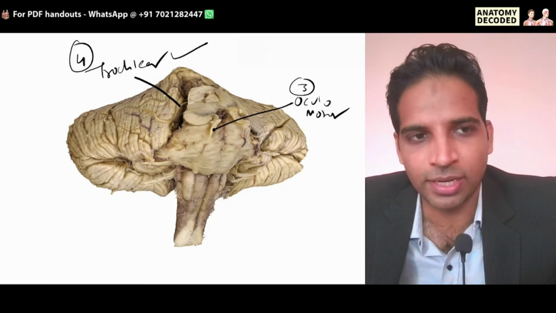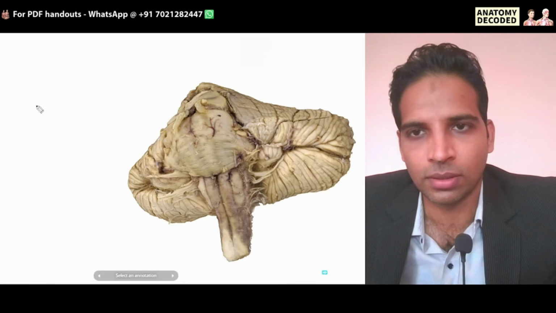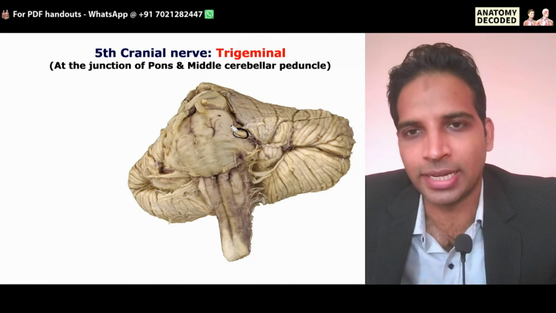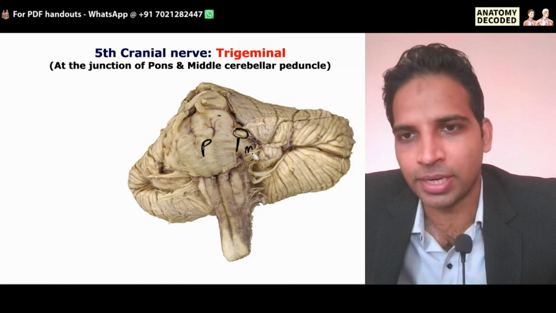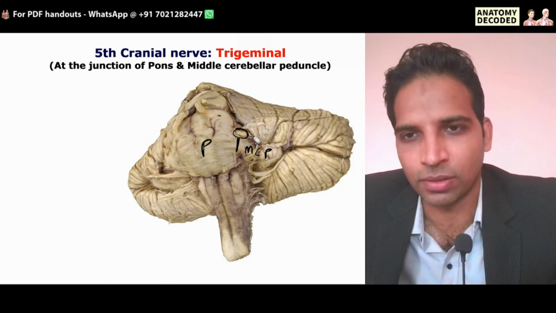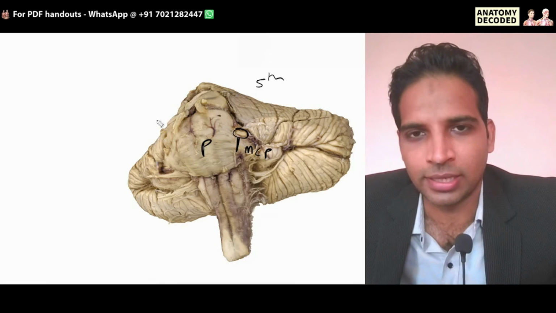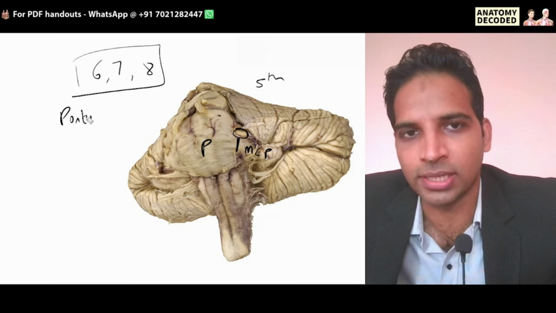Then the fifth cranial nerve we had seen while describing the pons. This one is the fifth cranial nerve that is seen on the anterior aspect of the pons. It marks the junction of the pons with the middle cerebellar peduncle. That's the fifth cranial nerve, the trigeminal nerve. Then sixth, seventh, and eighth. All three are present at the pontomedullary junction.